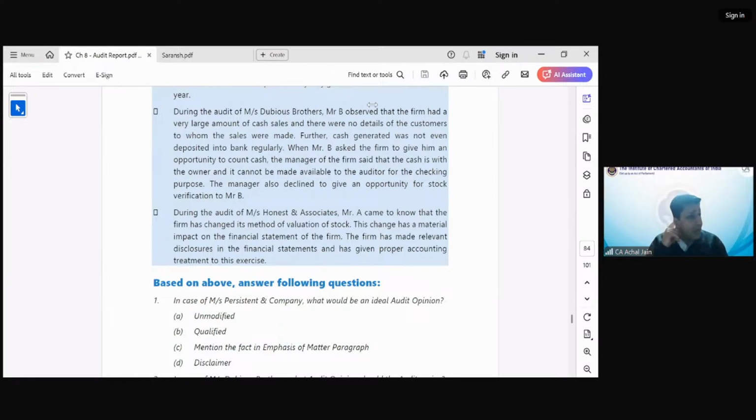Very good. So now in this case, it's very clear that there's some error which the auditor has observed, and that error needs to be rectified. Yes or no? That error needs to be rectified.